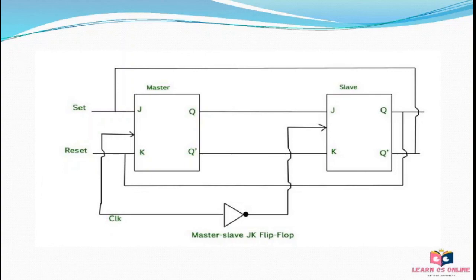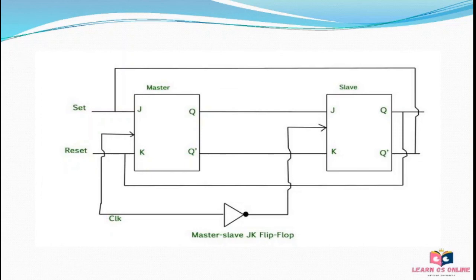If J equal to 0 and K equal to 1, the high Q output of the master goes to the K input of the slave and the clock forces the slave to reset. Thus, the slave copies the master. If J equal to 1 and K equal to 0, the high Q output of the master goes to the J input of the slave and the negative transition of the clock sets the slave, copying the master.